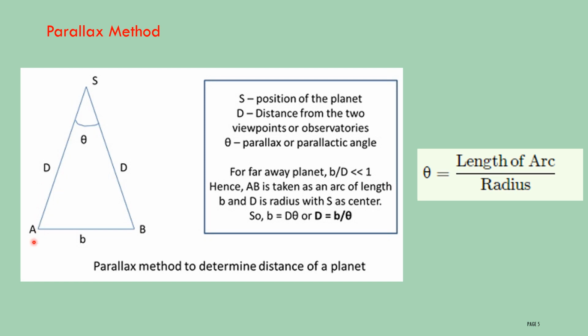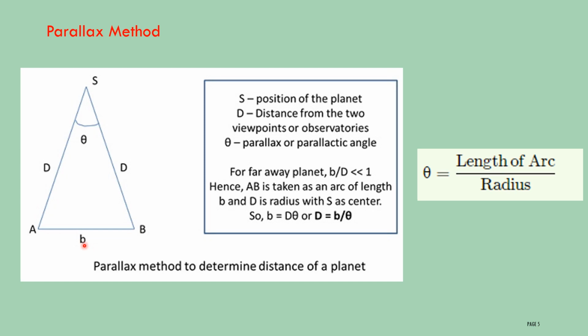It touches the surface of the earth at the point A, and D is the distance between A and S. D is the radius of the circle, otherwise the distance between the planet and the earth. Here also, from the other viewpoint, D is the distance between the planet and the earth. This AB is nothing but the arc length, and b is the length of the chord.